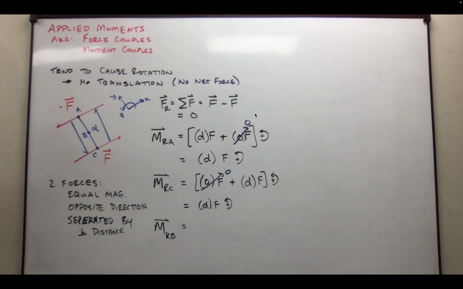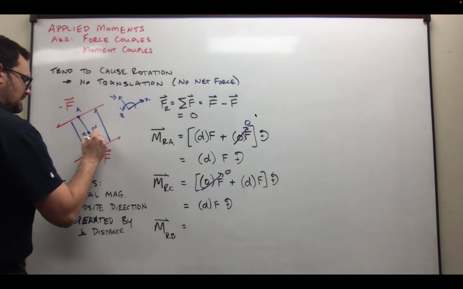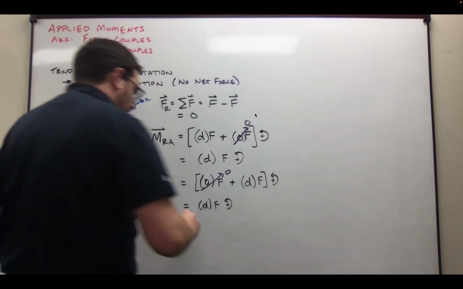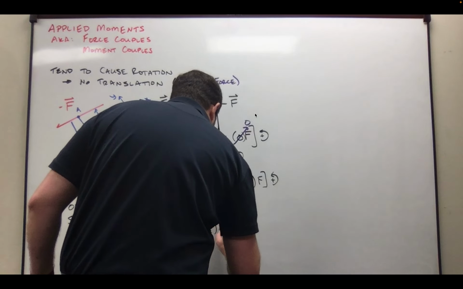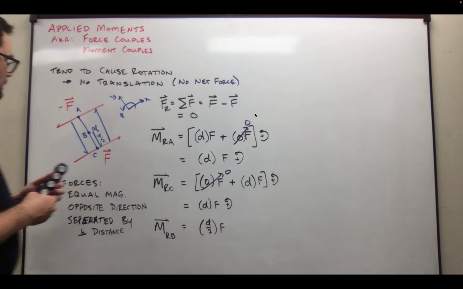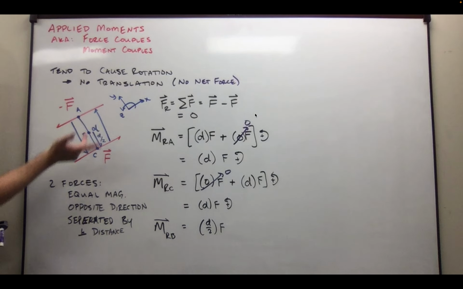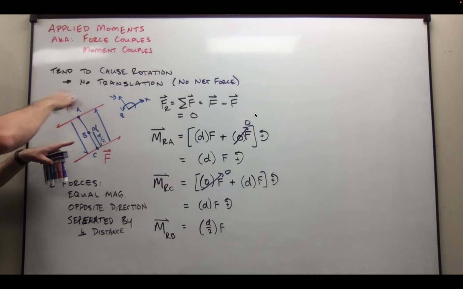Add up all of our R cross Fs. All right, so if I start with my positive force, my distance here, if B's in the middle, is going to be D over 2. Real perpendicular distance there, so D divided by 2 times the force. We'll do our R cross F, or counterclockwise rotation.